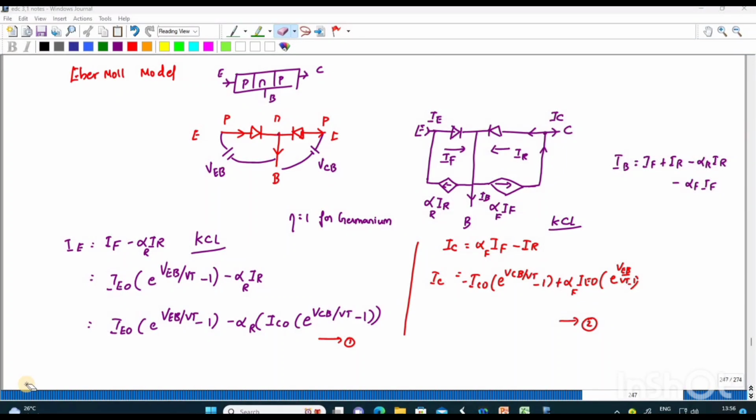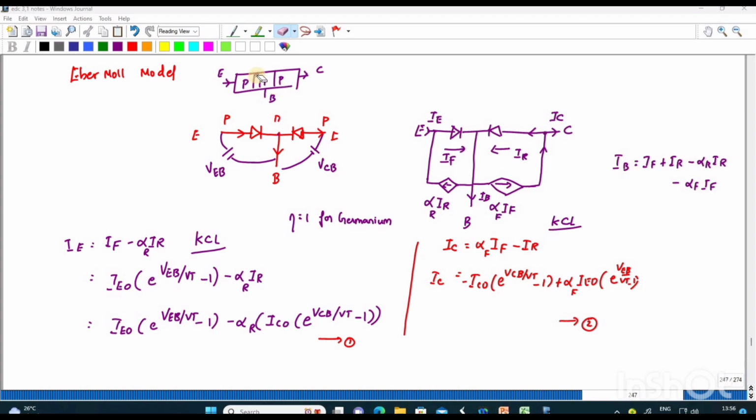In this video we are going to discuss Ebers-Moll's model of the bipolar junction transistor. So let me take a PNP transistor. This transistor consists of two PN junction diodes.